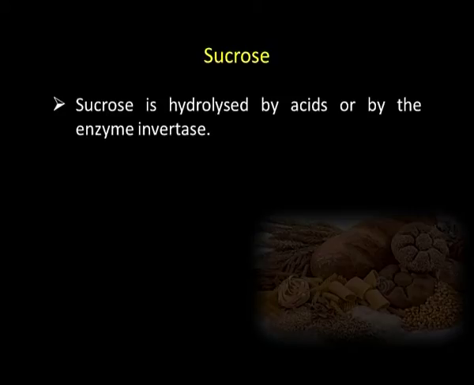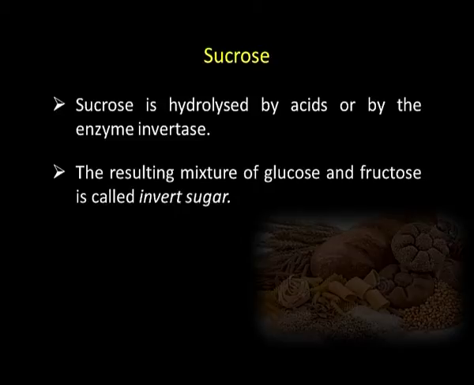Next disaccharide we take up is sucrose. Sucrose is commonly known as sugar and it is the most commonly used sugar, also called table sugar, at our homes. Sucrose is hydrolyzed by acids or by the enzyme invertase, and on hydrolysis it gives a mixture of glucose and fructose, and this mixture is also known as invert sugar. One very common example of invert sugar is honey.